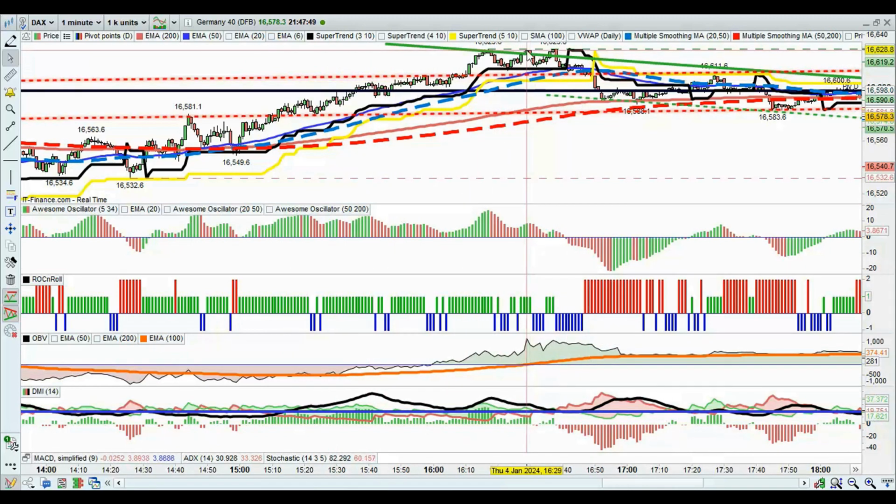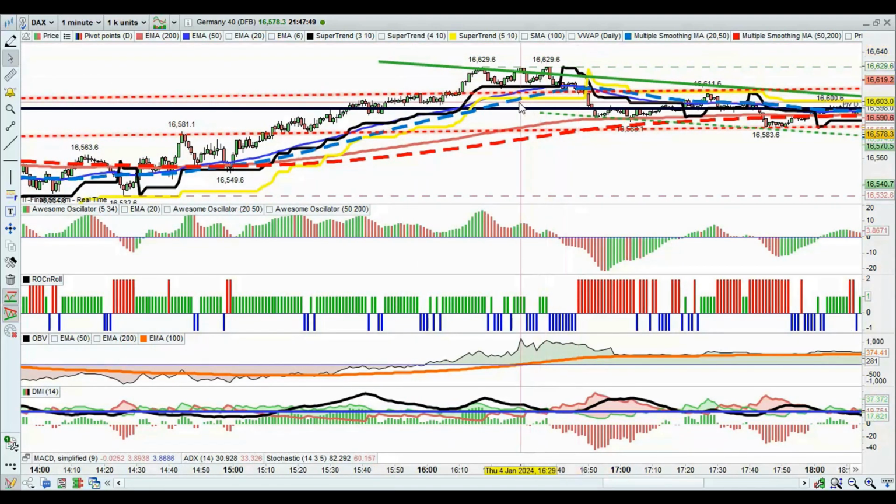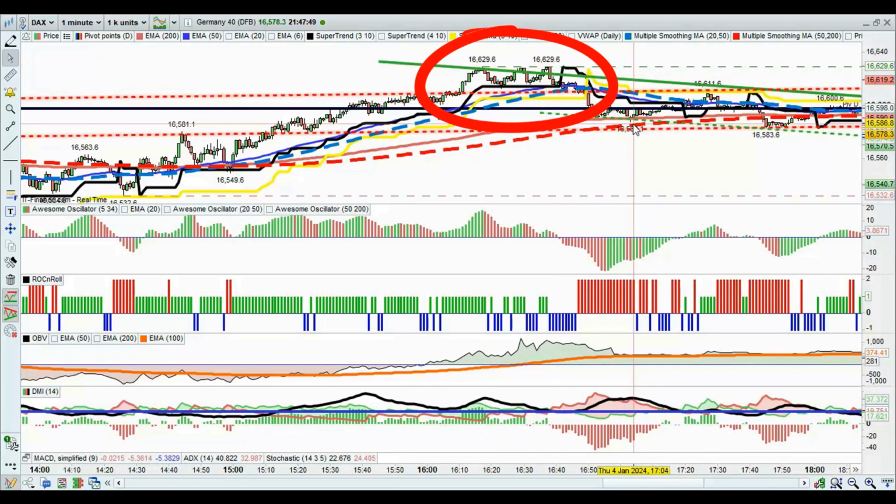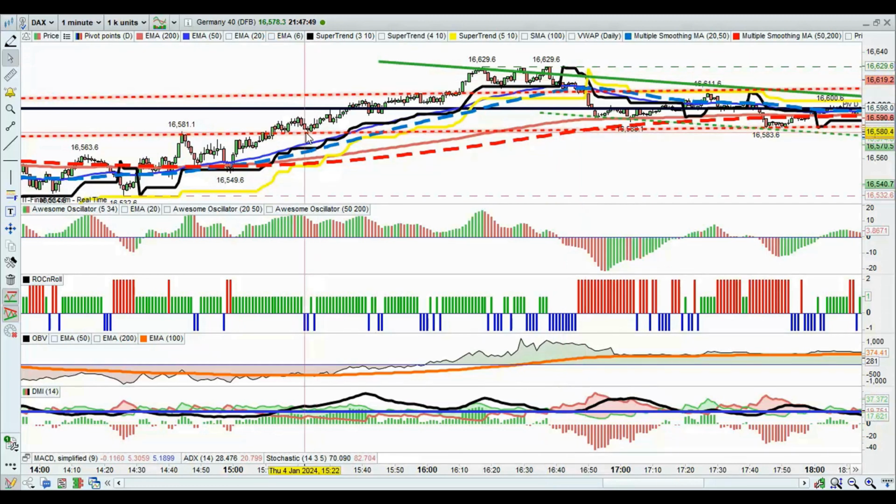And it gets to as high as 16,629. Okay, so it tickles 16,629 once, tickles it again, and then she starts to fall. So from that entry here, you're talking another 60 odd pips there.